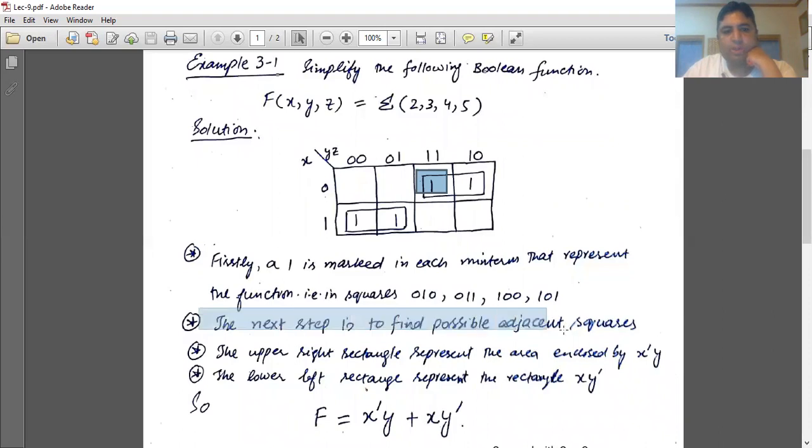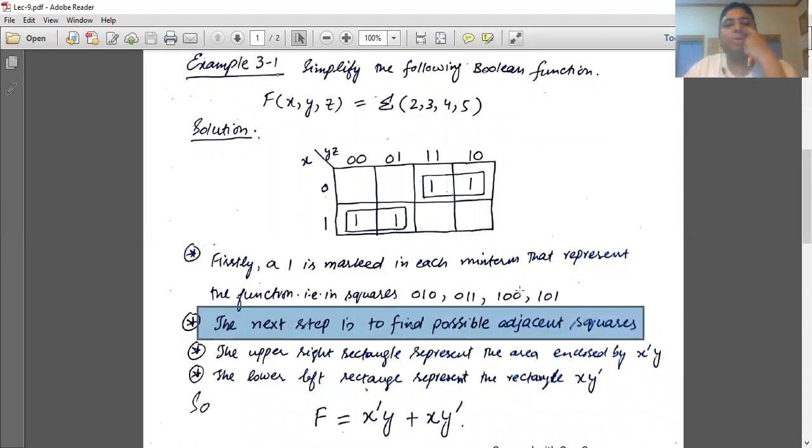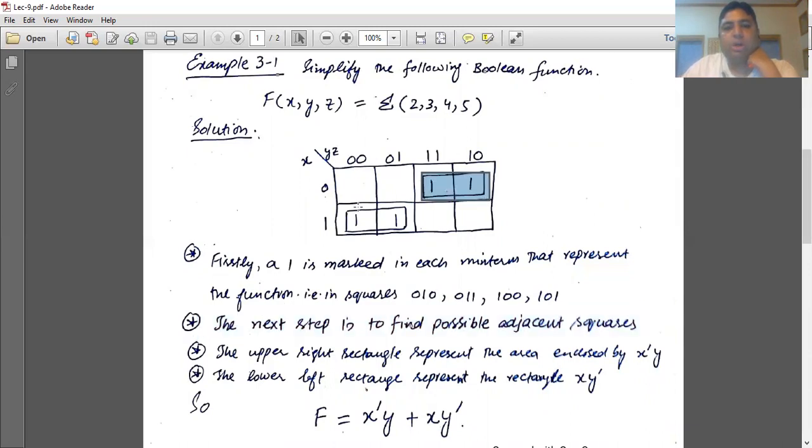The next step is to find possible adjacent squares. So the next step is you take adjacent squares. These two ones are adjacent and these two ones are adjacent. Basically in the K-map, in these two adjacent squares, you determine which variable is changing.